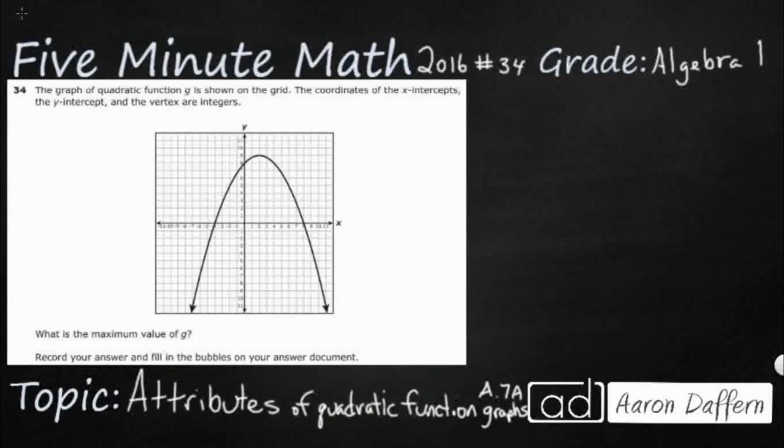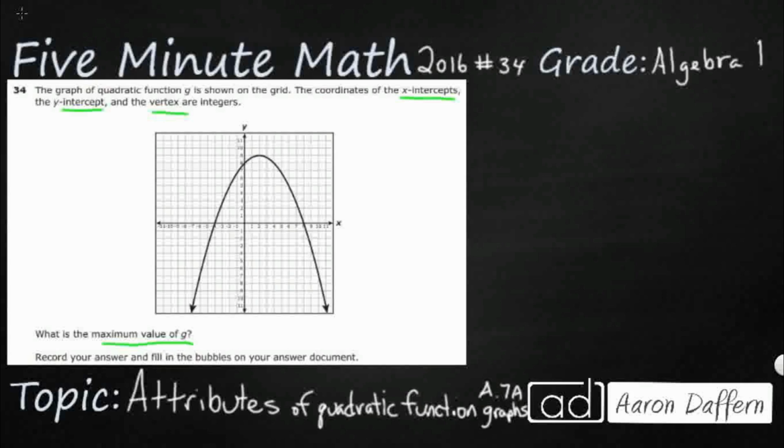So we are looking for the maximum value of g. We do have a graph we can use, and we have an interesting piece of information. The x-intercepts, the y-intercept, and the vertex are all integers. So let's find all of those, because one of those is basically going to be the answer that we're looking for here. So let's look at our x-intercepts first.